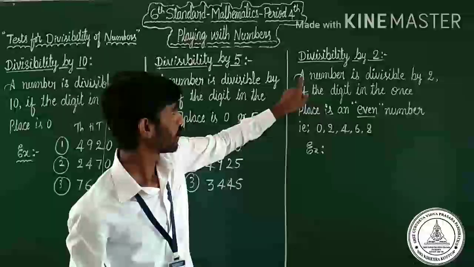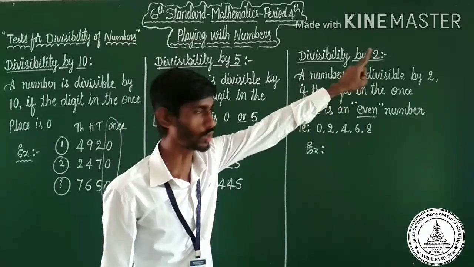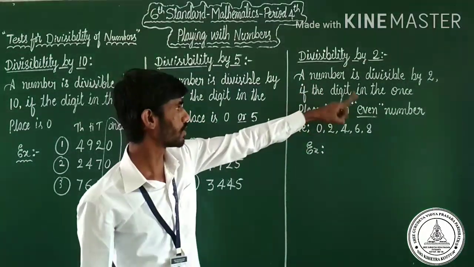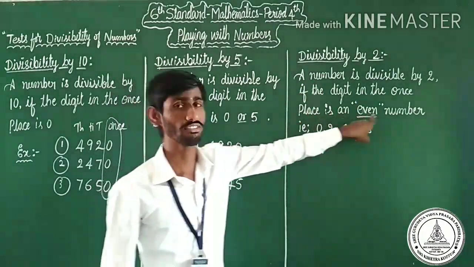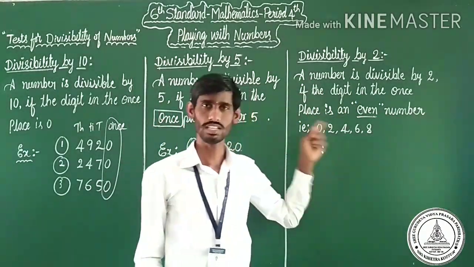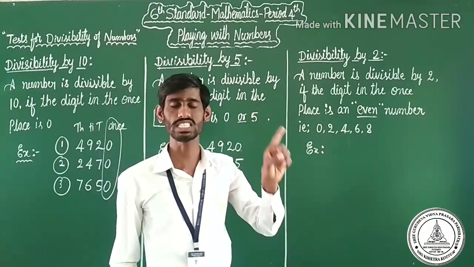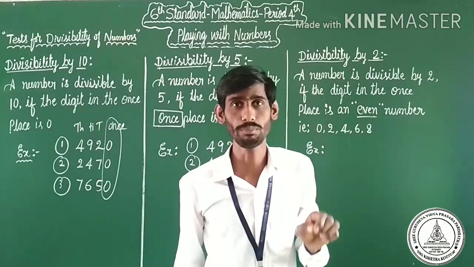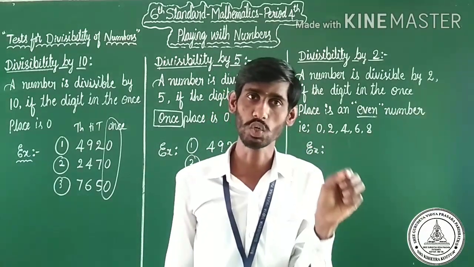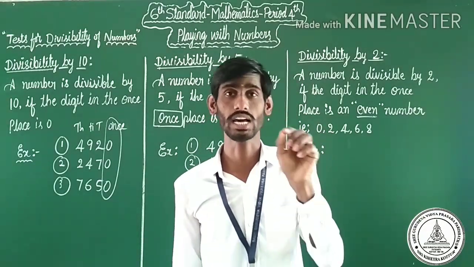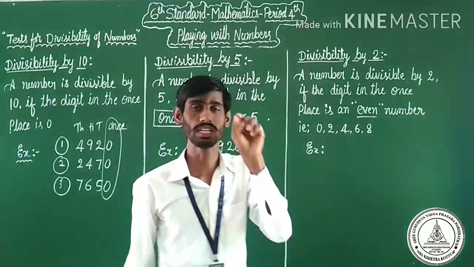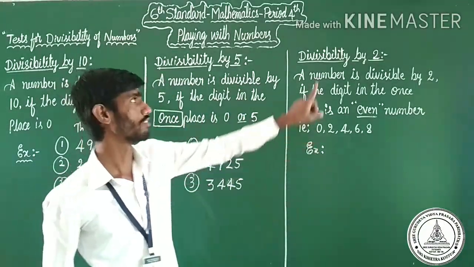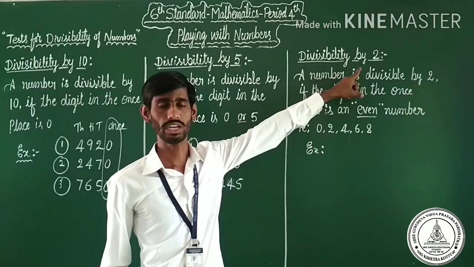Okay, Choto? Let us observe divisibility by 2. The condition is, a number is divisible by 2 if the digit in the ones place is an even number. Which are the even numbers? 0, 2, 4, 6, 8. These are all the even numbers. If any given number ends with 0 or 2 or 4 or 6 or 8, that number is divisible by 2.